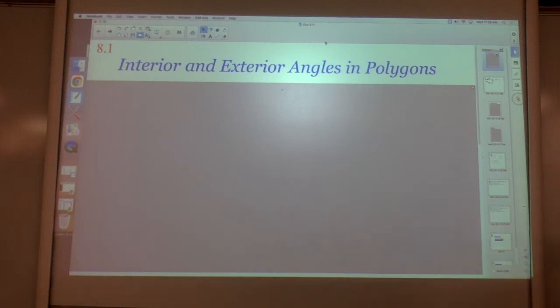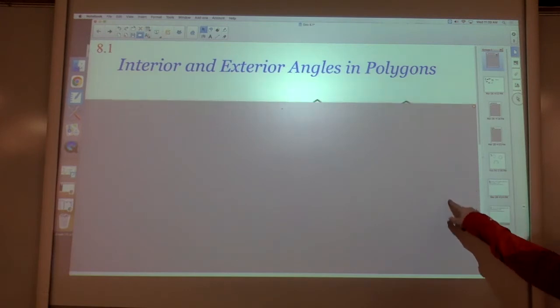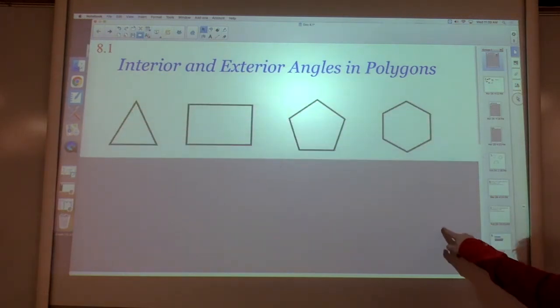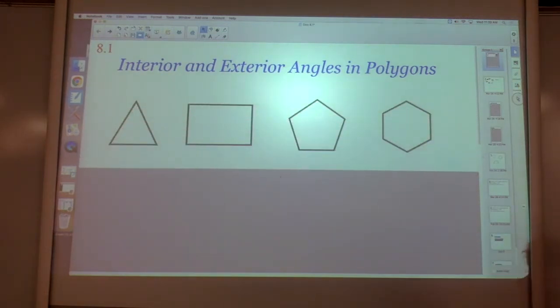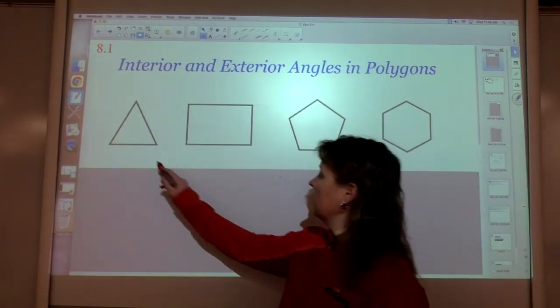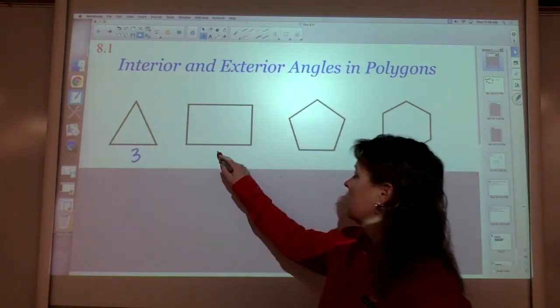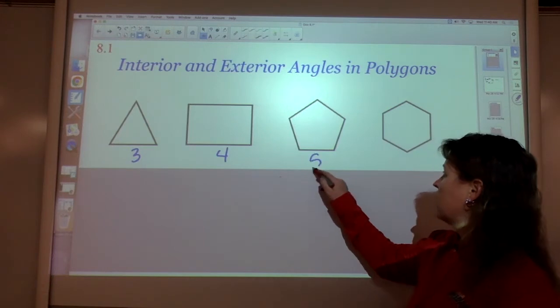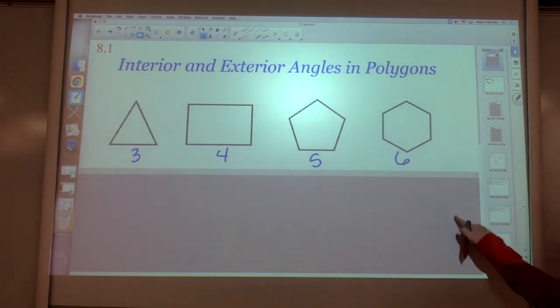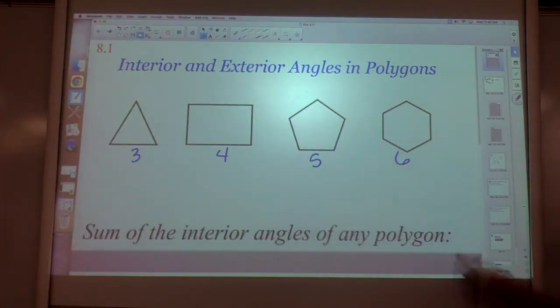Section 8.1, interior and exterior angles in polygons. Take a look at what we have here. You now know them as a triangle, quadrilateral, pentagon, and hexagon. A triangle has 3 interior angles. A quadrilateral has 4, a pentagon has 5, and a hexagon has 6 interior angles.